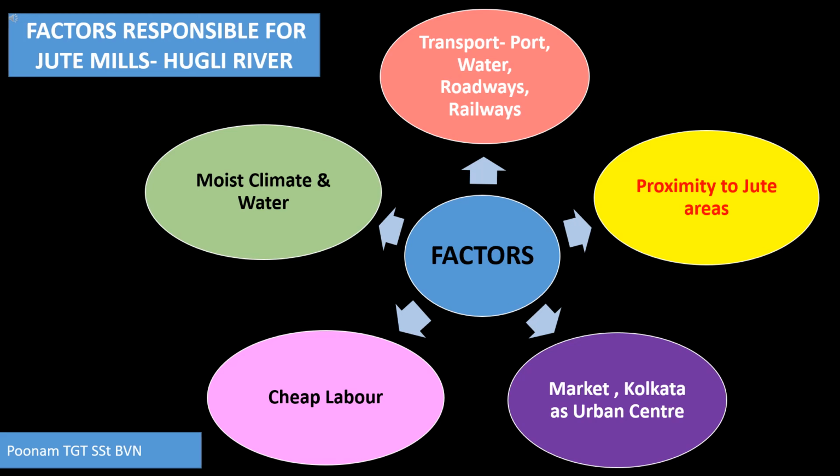Factors responsible for the location in the Hooghly River Basin are: proximity of the jute producing areas, inexpensive water transport, supported by a good network of railways, roadways, waterways to facilitate the movement of raw material to the mills, abundant water for processing raw jute, cheap labor from West Bengal and adjoining states of Bihar, Odisha, Uttar Pradesh, and Kolkata as a large urban center providing banking, insurance, and port facilities for export of jute goods.